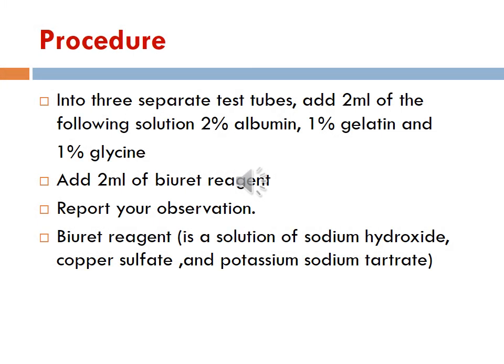The procedure is so simple. In three separate test tubes, add your protein solution, your amino acid solution, and your unknown solution, and add 2 ml of reagent. Our reagent today consists of sodium hydroxide, which provides an alkaline condition, copper sulfate, which provides the copper ion for formation of the chelate complex, and potassium sodium tartrate, which acts as a stabilizing agent to keep copper sulfate soluble in alkaline solution.